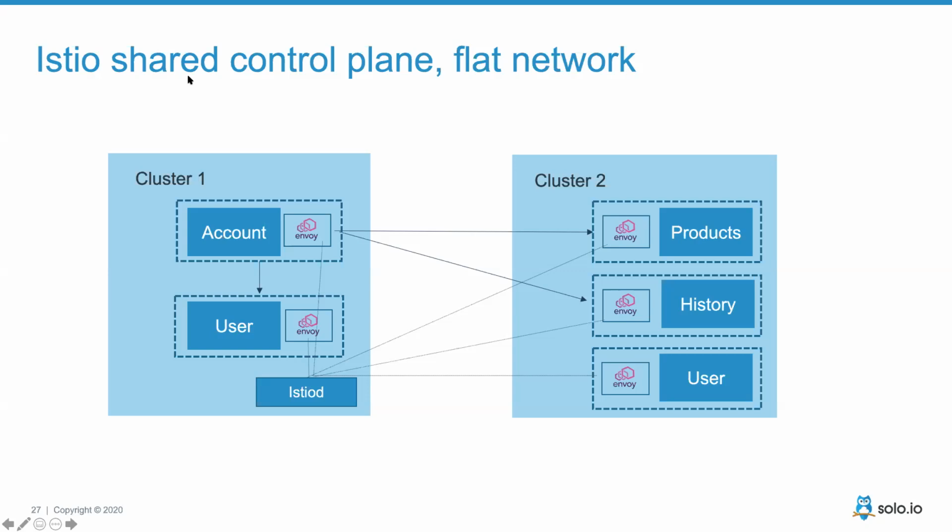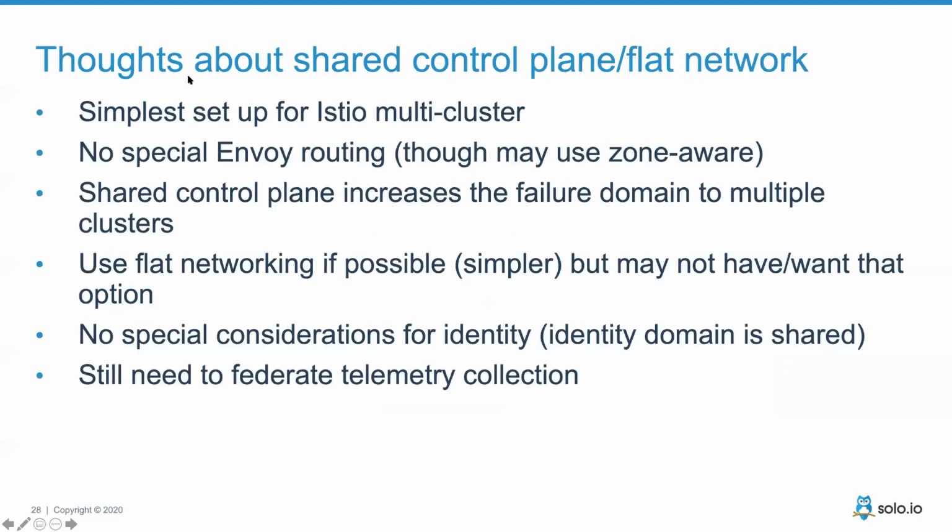And so in this case, across multiple clusters, we have the control plane living in one cluster. Service to service, there's not all that much to take into account because these are on the same flat network and they can just talk directly to each other. And they're sharing the same identity domain. They're sharing the same administrative domain. They're just doing it across multiple clusters.